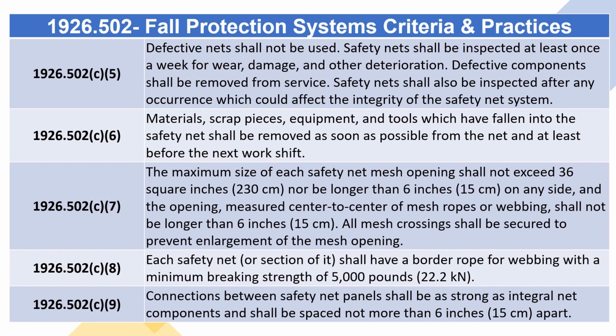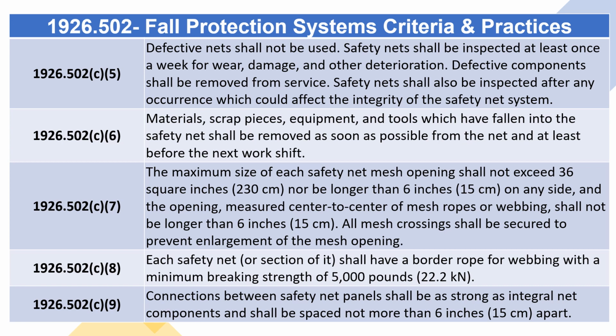1926.502(c)(5). Defective nets shall not be used. Safety nets shall be inspected at least once a week for wear, damage, and other deterioration. Defective components shall be removed from service. Safety nets shall also be inspected after any occurrence which could affect the integrity of the safety net system. 1926.502(c)(6). Materials, scrap pieces, equipment, and tools which have fallen into the safety net shall be removed as soon as possible from the net and at least before the next work shift.